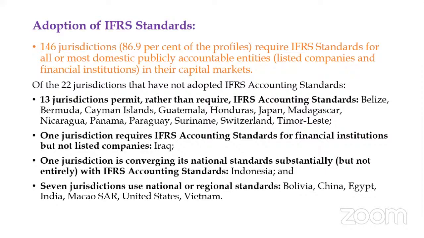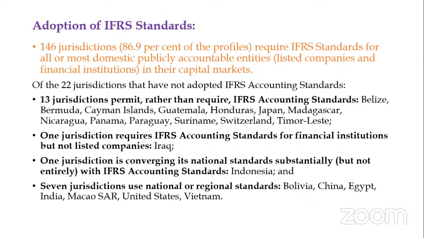Now I'll come to these 22 jurisdictions that have not adopted IFRS accounting standards. So this one I wanted to focus on. 13 jurisdictions permit rather than require. So there is a difference. Permit rather than require means if they wish, they can use it, but it's not mandatory. It is not required for them to use. So those are 13 countries.